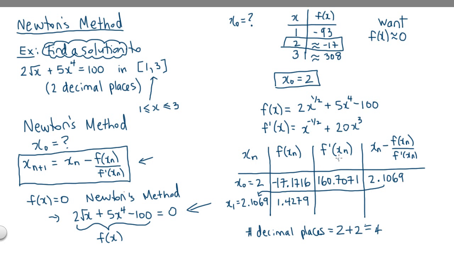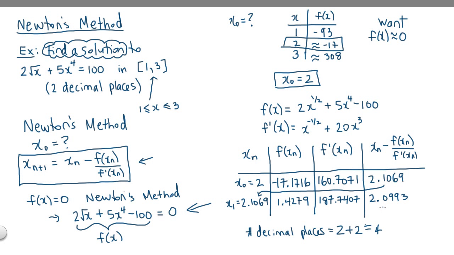Plugging x1 into the derivative, we get 187.7407. And then for the last column in this line here, we're going to do the x value minus the function divided by the derivative. So that gives us 2.0993.